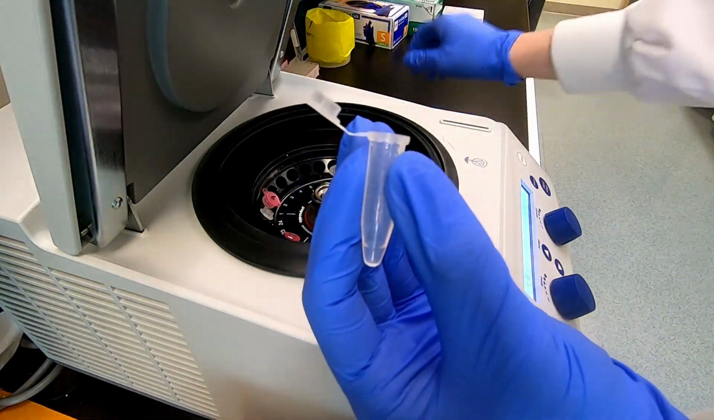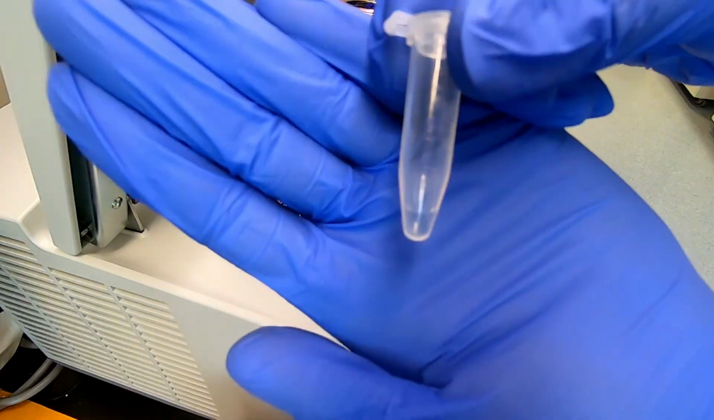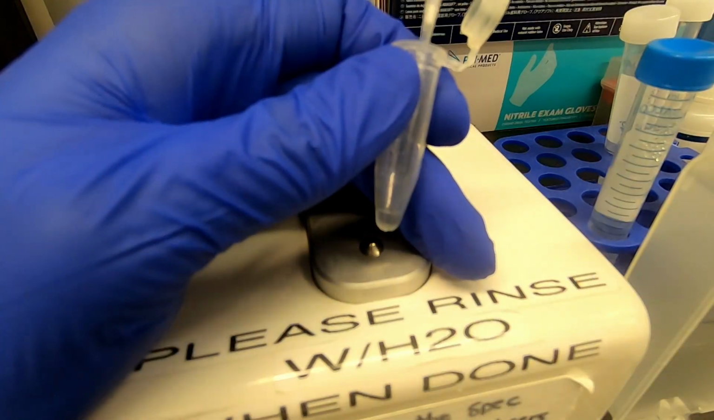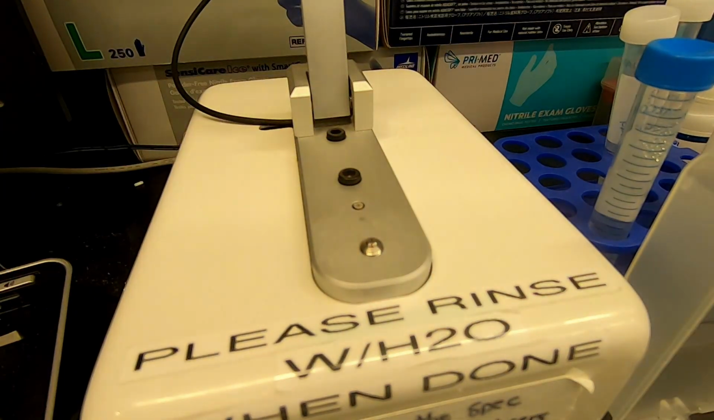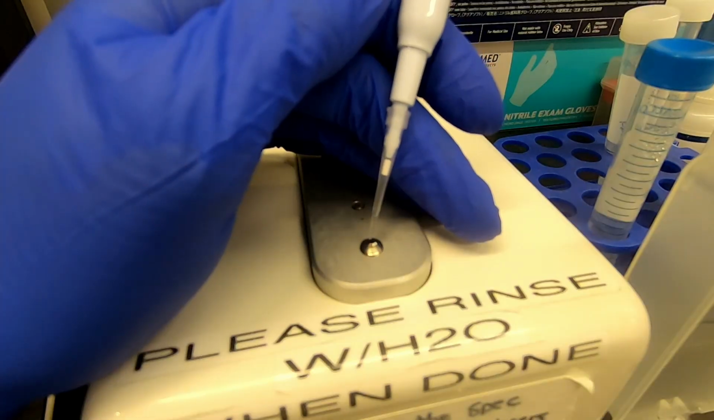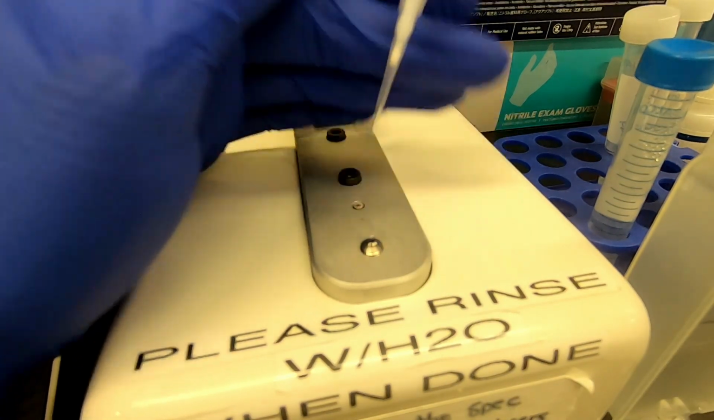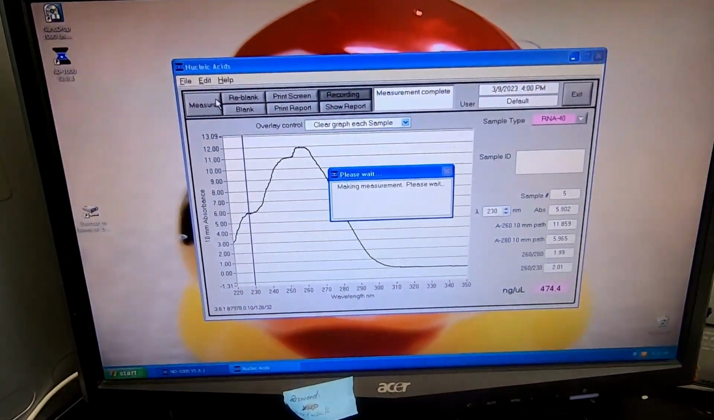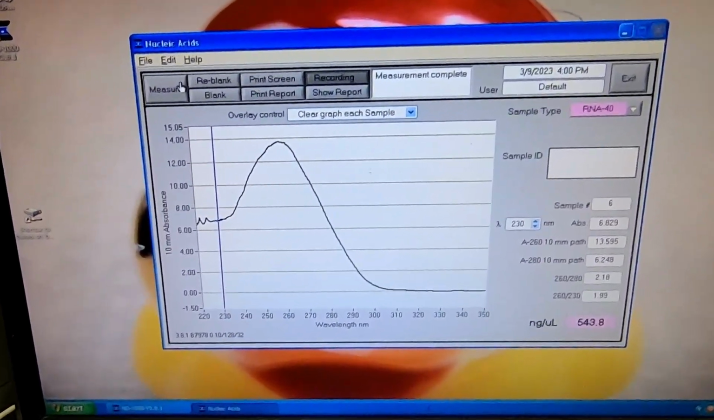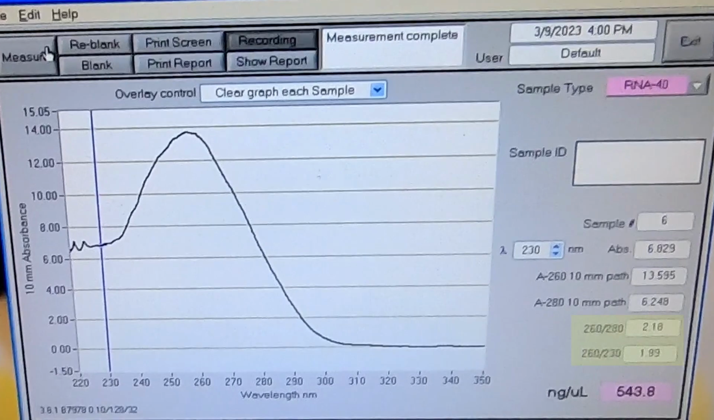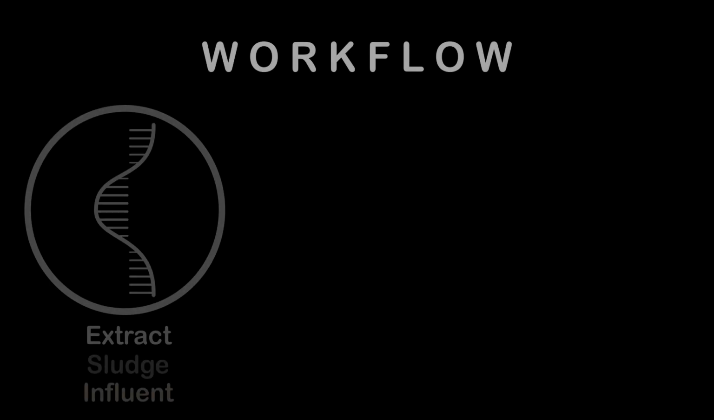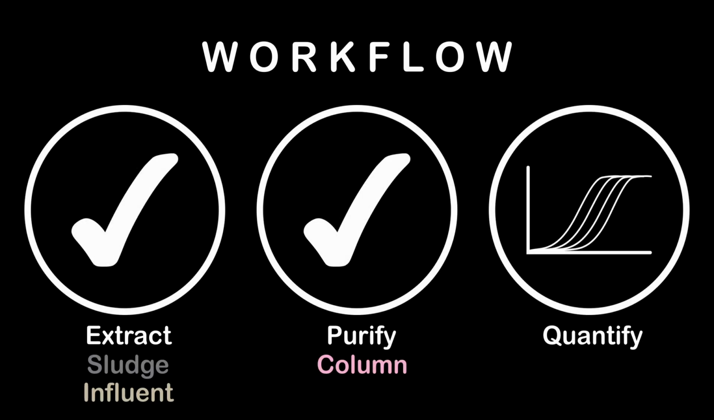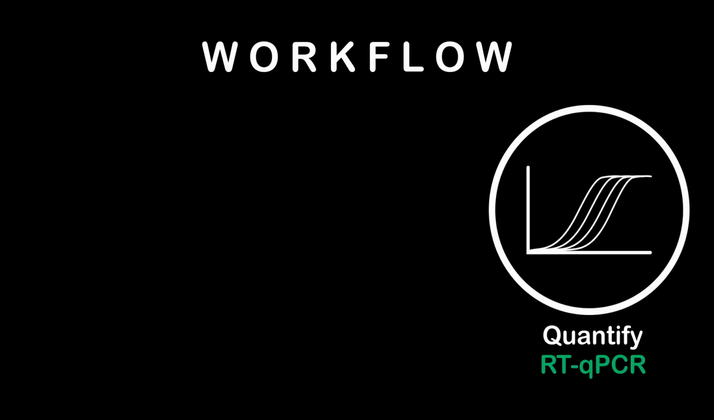Discard the column. This is now your purified RNA sample. Check the yield and purity of each sample using a nanodrop. Several hundred nanograms of RNA are expected, along with a 260/280 ratio of 2.0. Our RNA has now been extracted from our sample and purified. We are now ready to quantify the amount of viral RNA extracted from the sample using RT-qPCR.